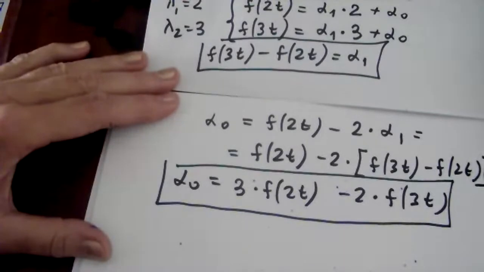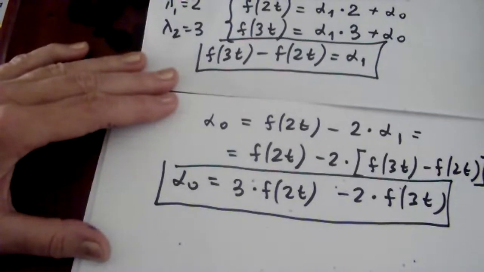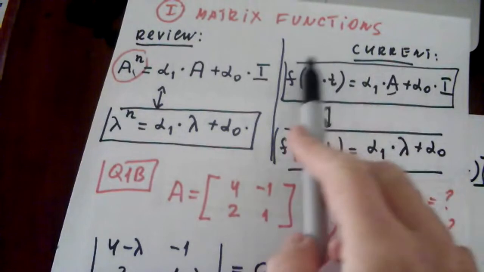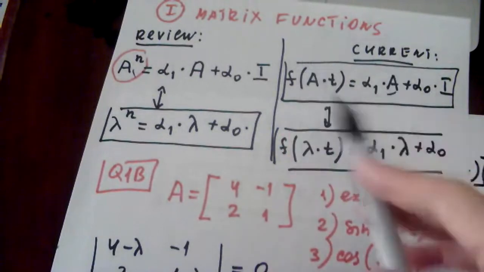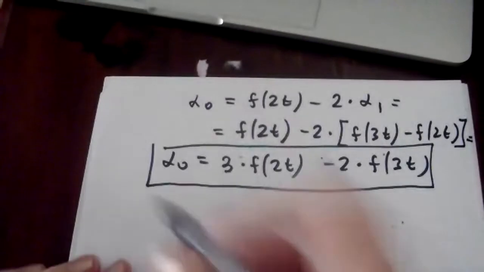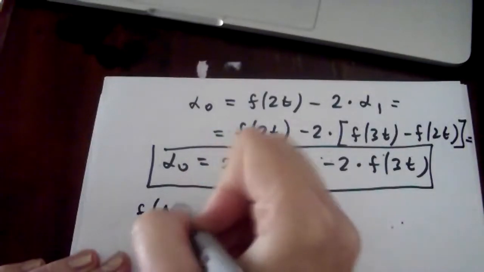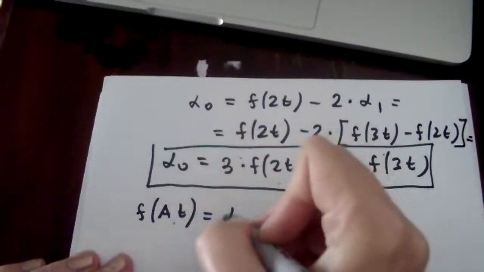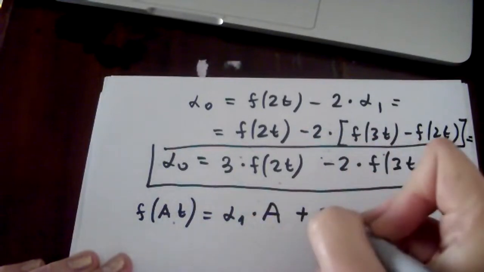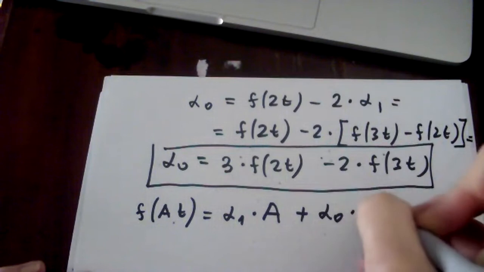Okay, what was our next step last time? Next step was to get back to matrix equation. So this was the equation for lambdas. And as you remember from the very beginning of our tutorial, we need to rewrite this in the matrix form and substitute our results there. Okay, so let me copy this equation here. So f of At is equal, I'm just copying now, alpha 1 times matrix A, plus alpha 0 times identity matrix.